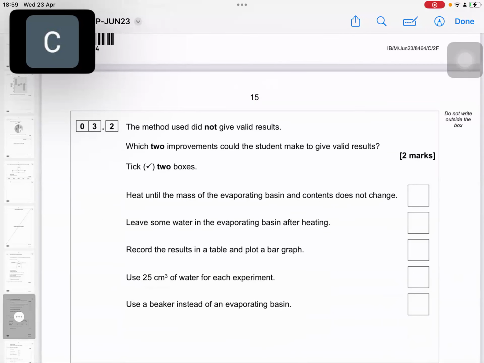Okay, so it says the method used did not give valid results. Which two improvements could the students make to give valid results? Tick two boxes. Let's see. Heat until the mass of the evaporating basin and contents does not change. Is that possible? Leave some water in the evaporating basin after heating.